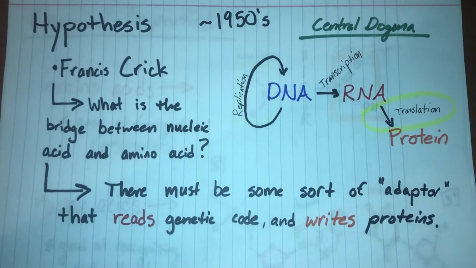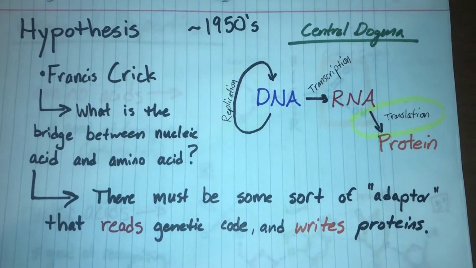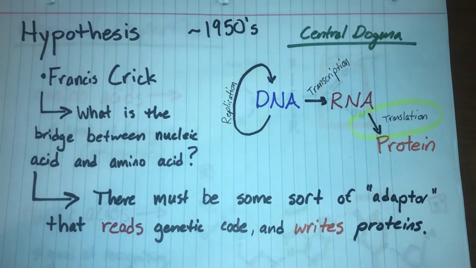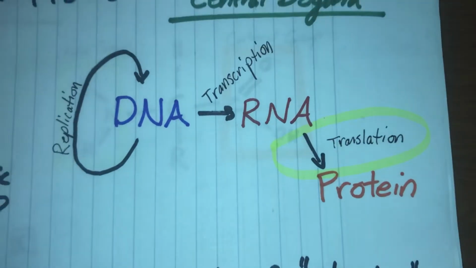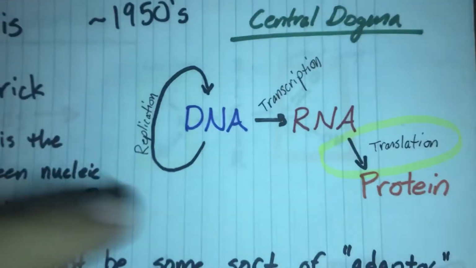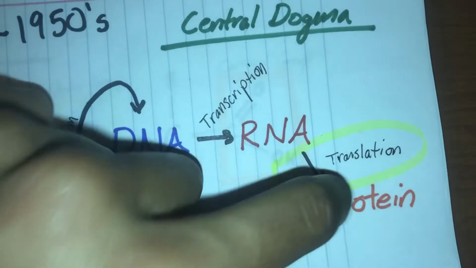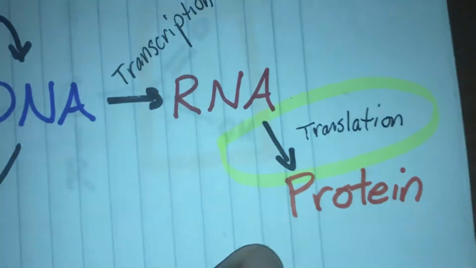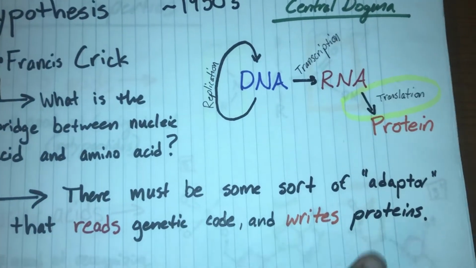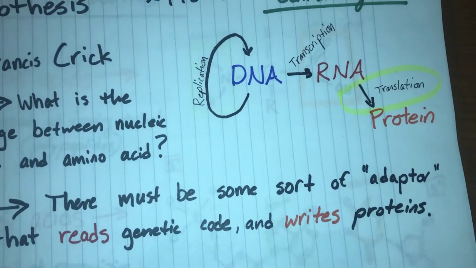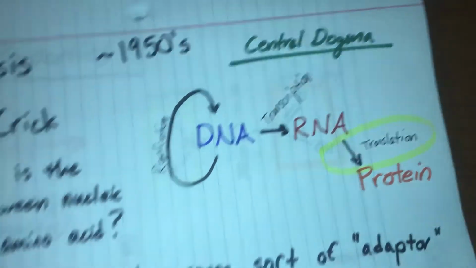Today we're going to be talking about the adaptor hypothesis. In the 1950s, a biochemist named Francis Crick wanted to find out what the bridge was between nucleic acid and amino acid. In the central dogma of protein synthesis, we have DNA replicating and transcription to RNA, both of these nucleic acids, and then he wanted to figure out what was making sure the translation into protein happened. Basically, he knew there must be some sort of adapter that reads genetic code and writes protein, genetic code being nucleic acids and the protein being amino acid sequence.